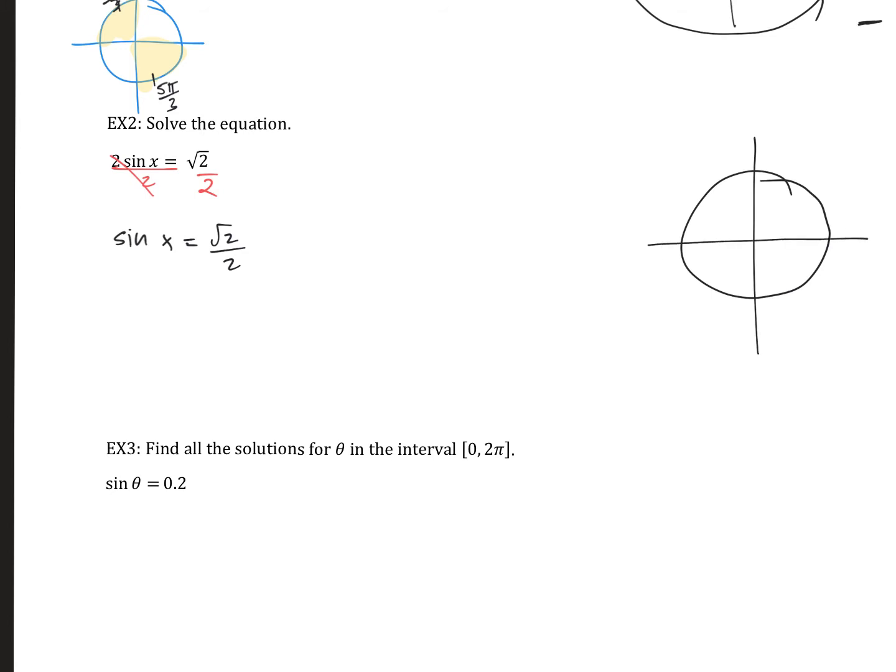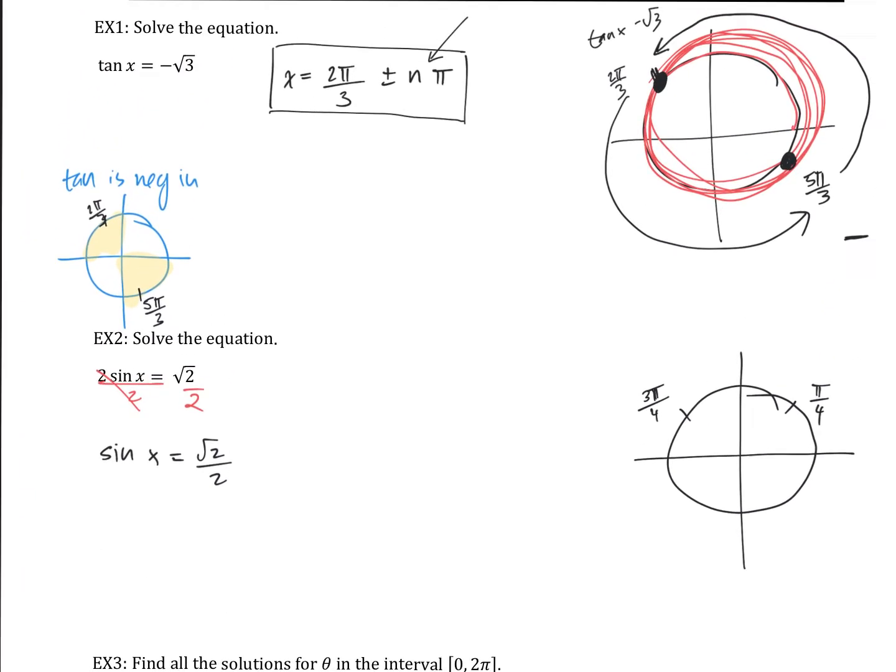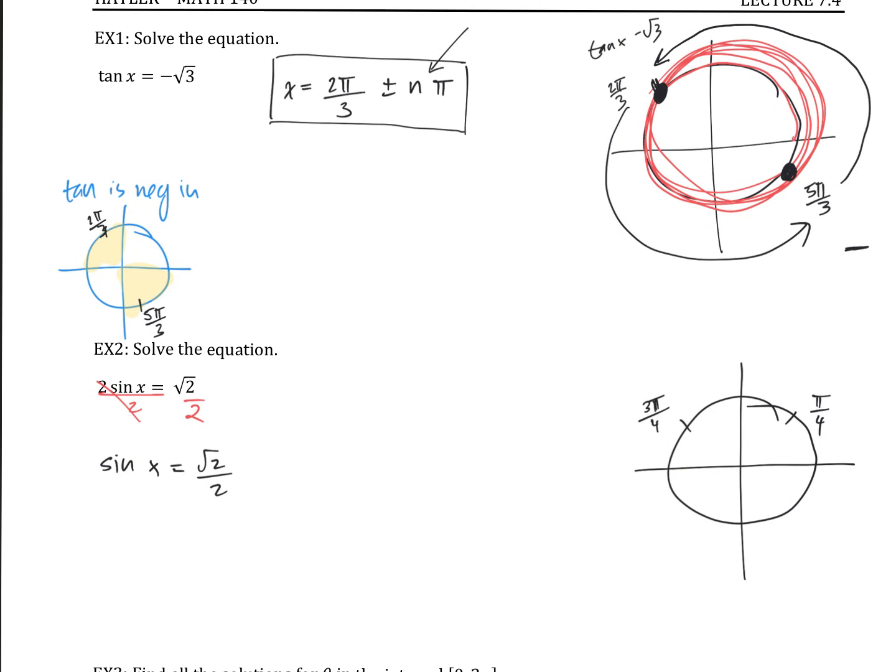Well, sine is root 2 over 2 at pi over 4. And where else? At 3 pi over 4. That is where sine is generically root 2 over 2. Okay, but the problem here is we can't do what we did for tangent. We can't just create the 2 pi over 3 and then add pi to it all the time.